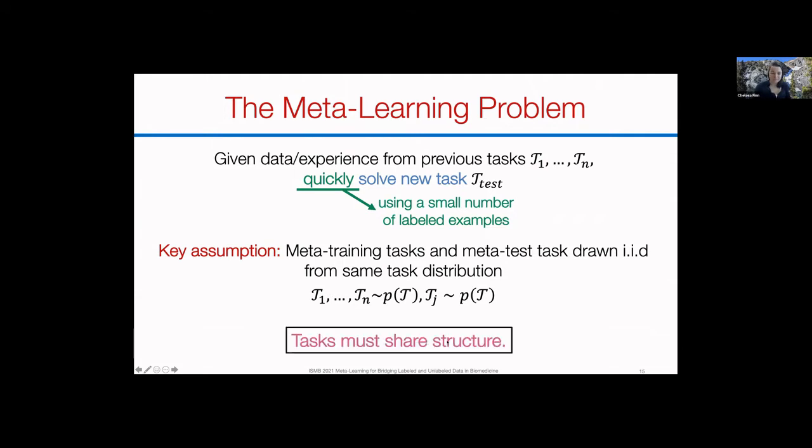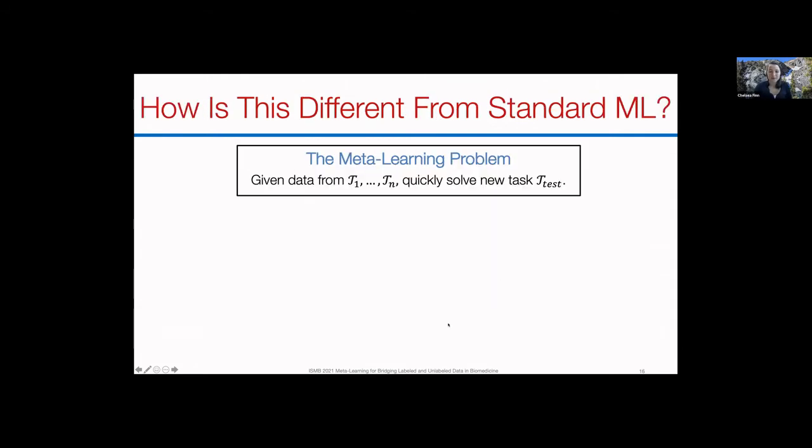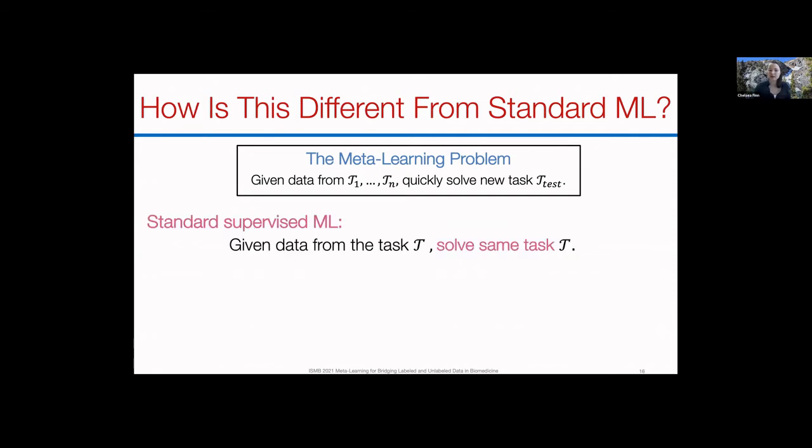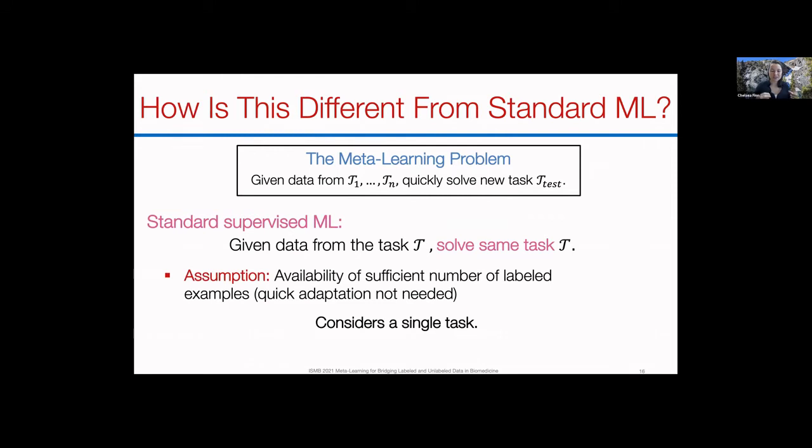So how is this different from standard supervised learning? In metalearning, we're given these previous tasks and we want to quickly solve a new task, whereas in standard supervised learning, we're given data from some task and we want to solve that same exact task. There's just a single task, and we assume we have enough labeled data to learn it from scratch without any data from previous tasks. So in supervised learning, we try to generalize to new data points within the same task, whereas in metalearning, our goal is to generalize to entirely new tasks with small amounts of data by leveraging data from previous tasks.